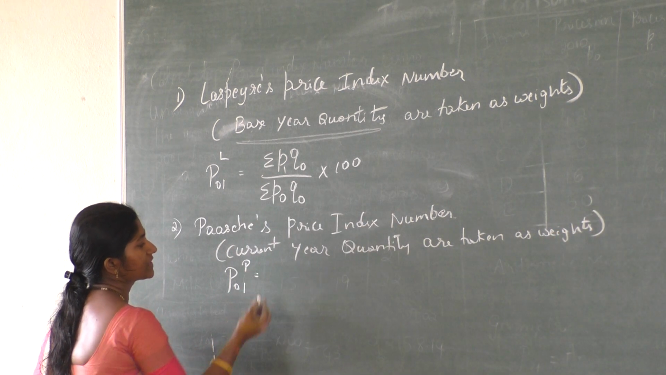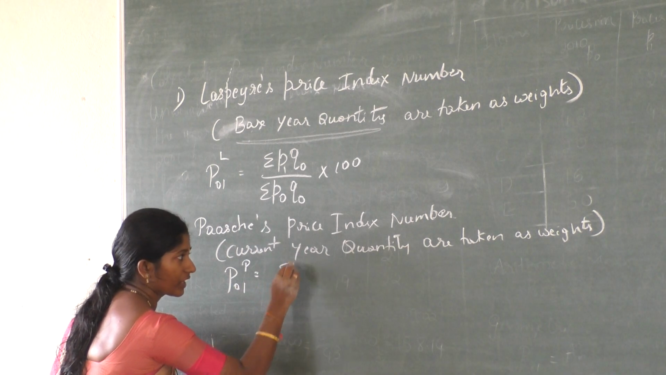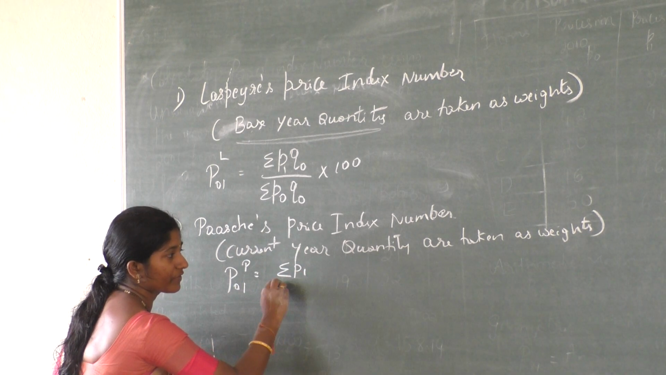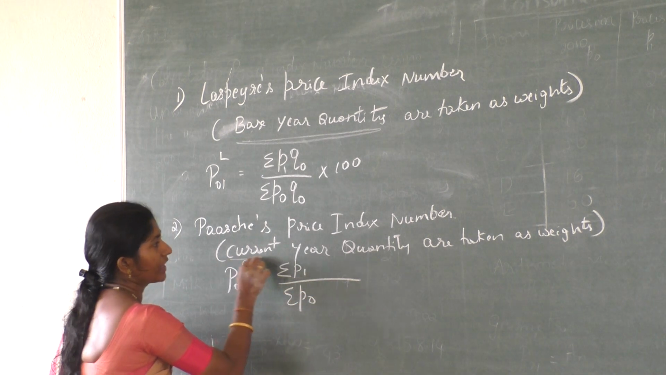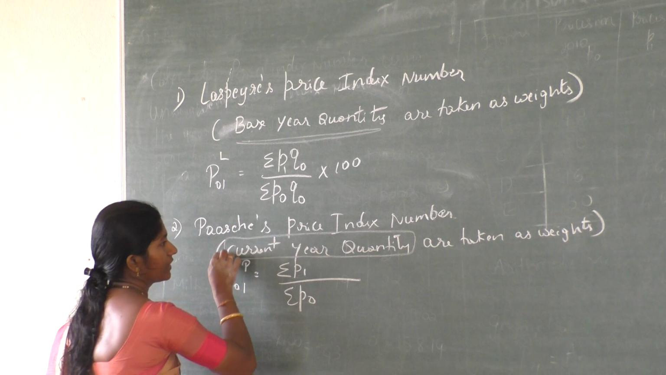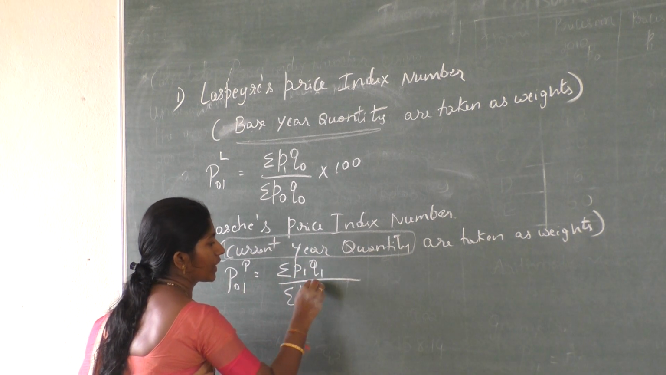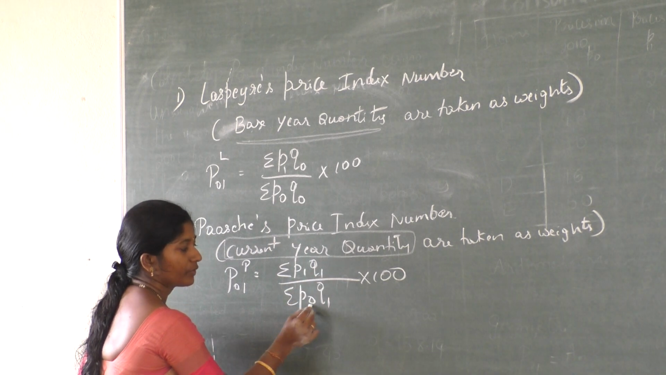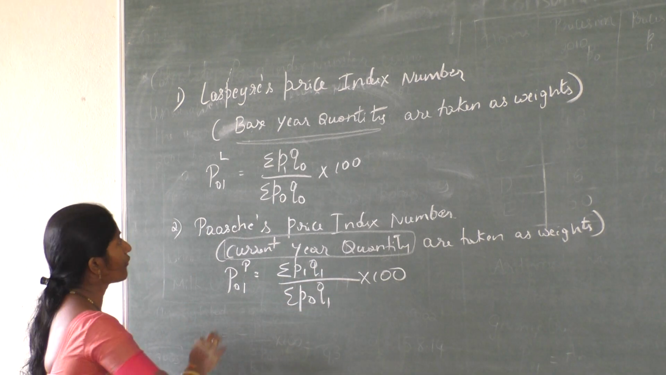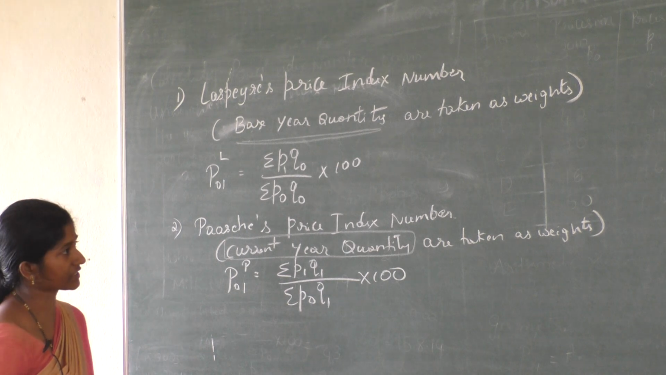P01 of Paasche is again your total value. This does not change: P1 by P0, that is always the same. Now, current year quantity, therefore I will write Q1 into 100. P1Q1 divided by P0Q1. This is the formula of the Paasche price index number.